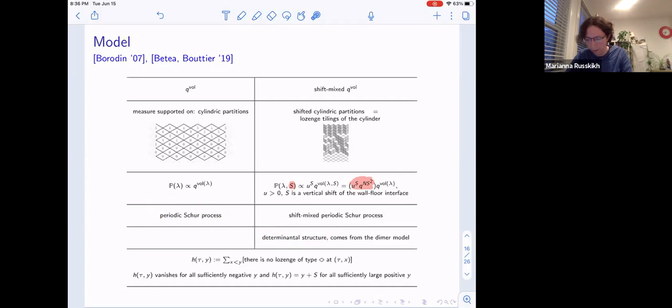And another reason why the shift is natural, we discussed it already: if we want to think about lozenge tilings of the cylinder with fixed boundary conditions, in this setup one can also define a weighted dimer model, which gives the same measure as the shift mixed periodic Schur process.